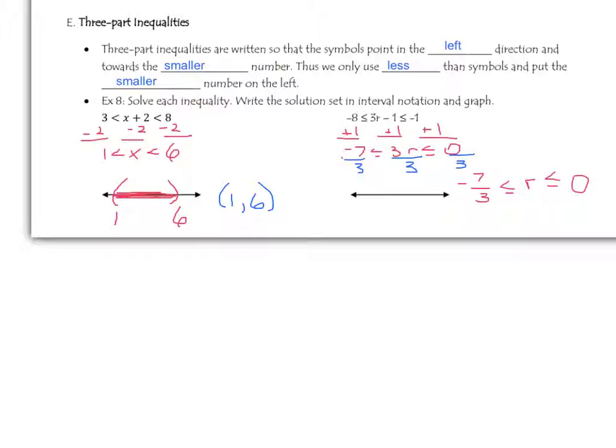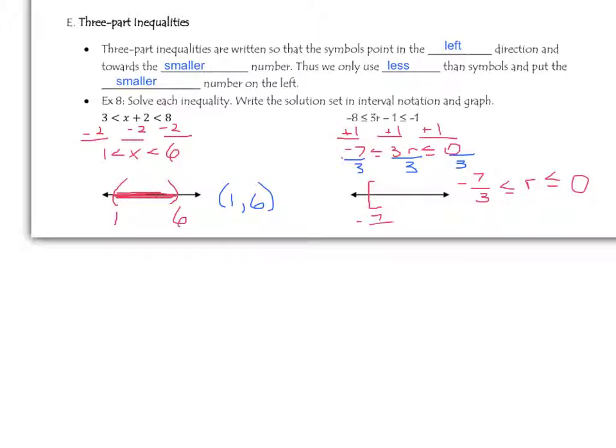So in the second one, first you add 1 to all sides, and you get negative 7 is less than or equal to 3r is less than or equal to 0. And then you divide everything by 3, so that gives you negative 7/3 is less than or equal to r is less than or equal to 0, because 0 divided by 3 is 0. So then you know you're going to have brackets because you've got equal components.